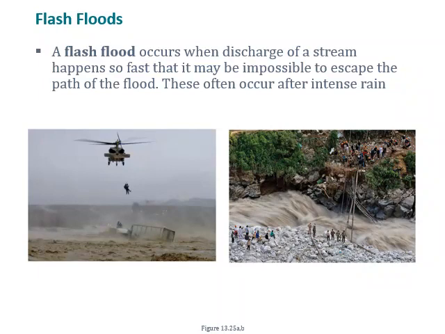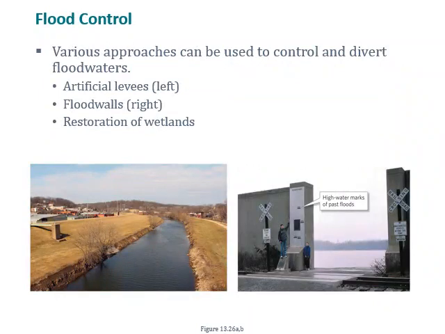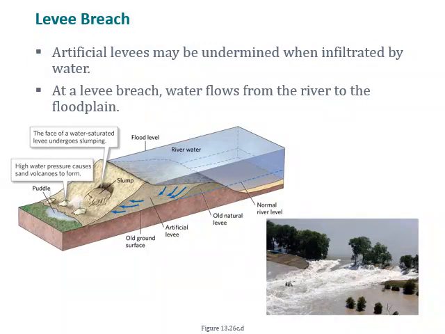Various approaches can be used to control and divert floodwaters. These include artificial levees on the left, flood walls on the right, and restoration of wetlands. Artificial levees may be undermined when infiltrated by water from beneath. At a levee breach, water flows from the river to the floodplain after the structural integrity of the levee has been broken.